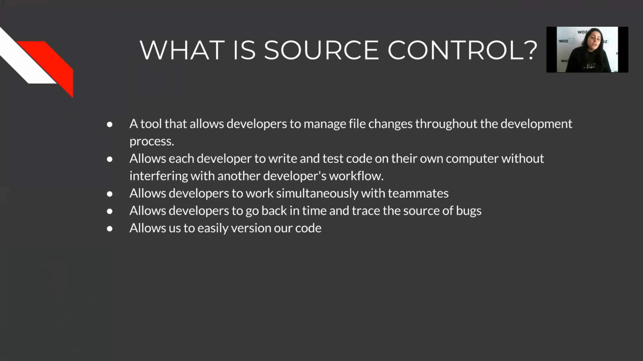A lot of good things about source control is that you can go back in time and trace the source of your bug. So it allows you to easily version your code. So you have 1.0, 2.0, so on and so forth. So if for whatever reason you do a merge or you update it and you're like, oh man, it broke, you can go back to the point where you knew it last worked. And that's why you want to do a lot of save points.